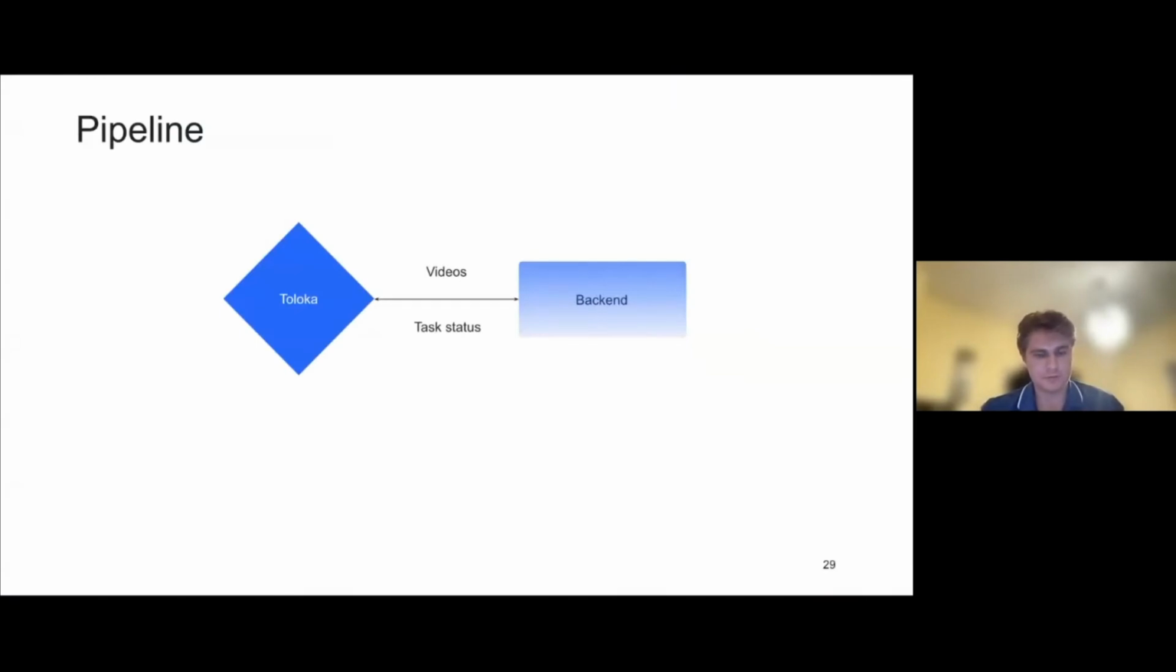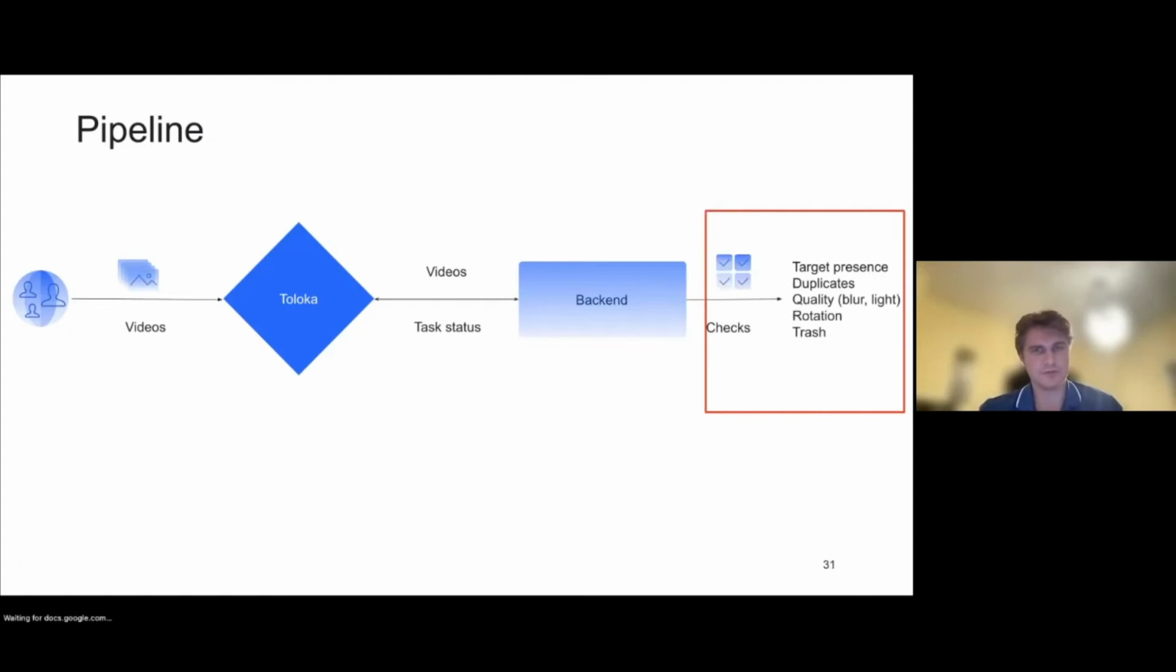So now let's take a look at our pipeline. It consists of two main parts. First is Toloka itself, which is the project and assignments. The performer is asked to upload a video that satisfies some criteria, like presence of a face, the area, lighting conditions, etc. Then the uploaded video goes to the backend. Then we cut the frames out of the video so we can work with the images.